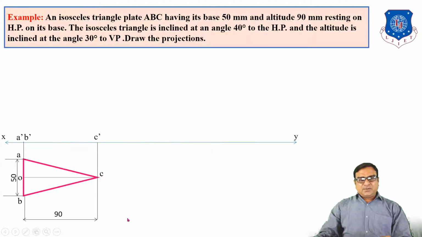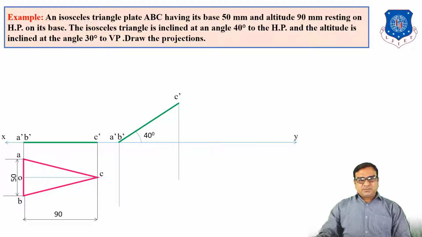Its front view on the vertical plane is B dash, C dash. Now the surface of the triangular plate is inclined 40 degree to HP. So redraw this line again, keeping A dash B dash on XY, and the angle with XY is 40 degree. So this is the front view when the surface is inclined to HP.